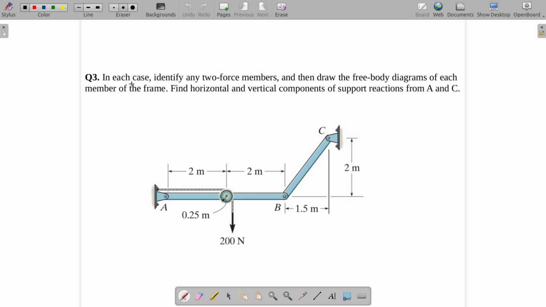for which the question here is, in each case identify any two force members and then draw the free body diagrams of each member of the frame. Find horizontal and vertical components of support reactions from A and C. So that is the question here.